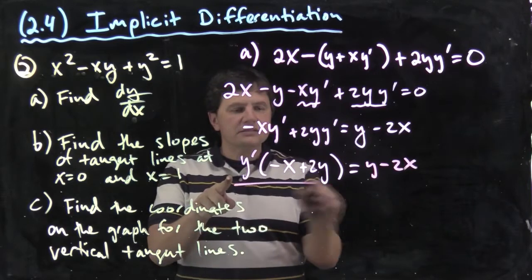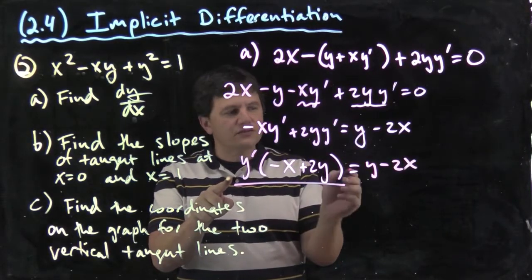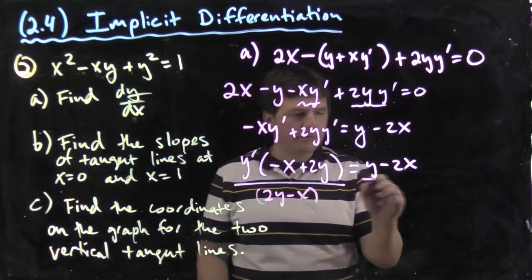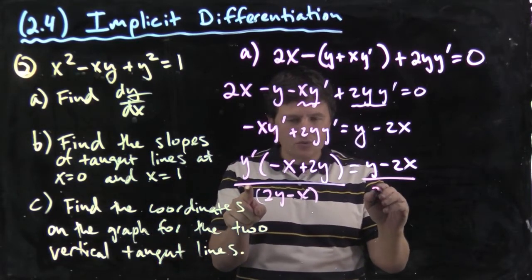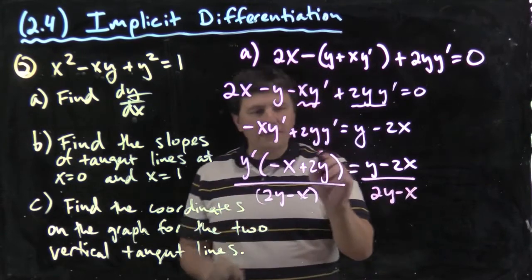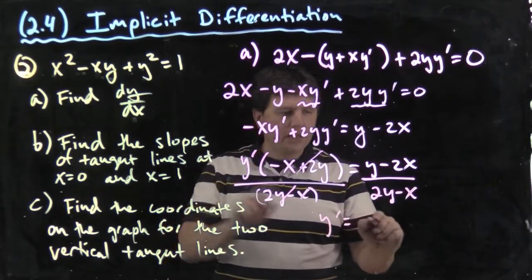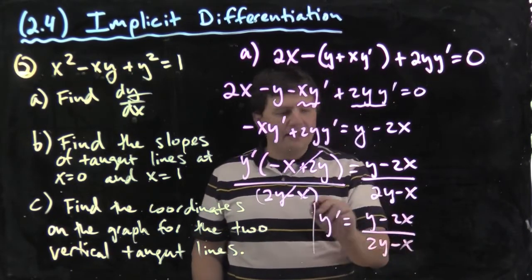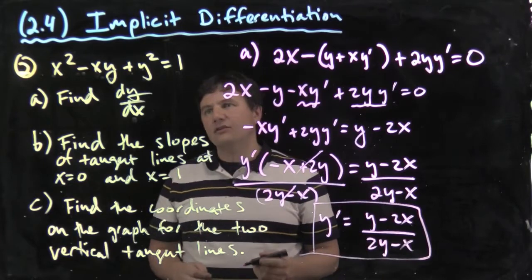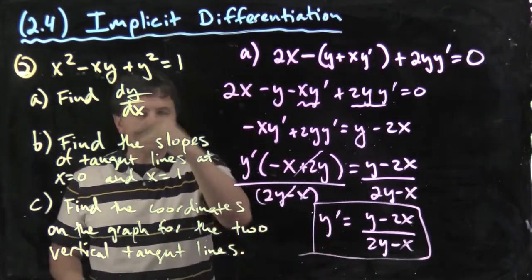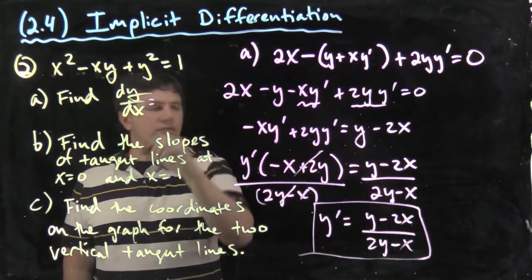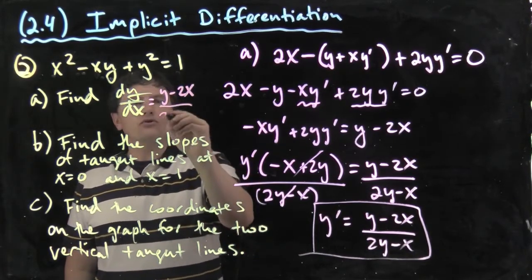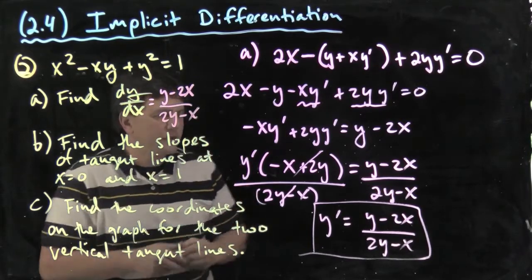Now to solve this, I'm just going to divide both sides. And just for the sake of simplicity, let's call this 2y minus x. We know that these are the same thing. Our derivative is just going to be a little nicer this way. And there we go. That will cancel. We're left with y prime equals y minus 2x over 2y minus x. And that is our derivative in terms of x and y. Okay, so let's record that so we can go on to the rest of this. So our derivative here is y minus 2x over 2y minus x.